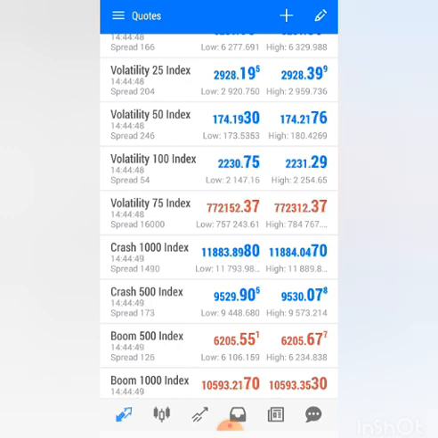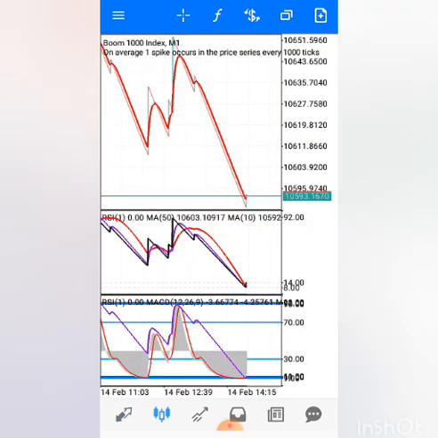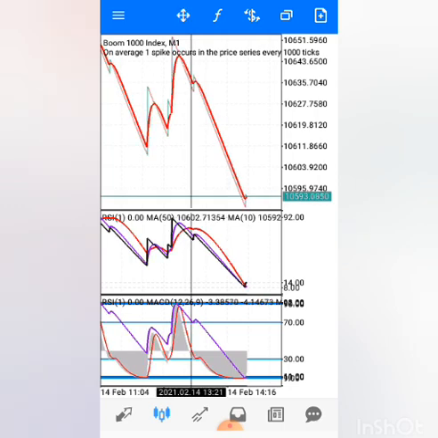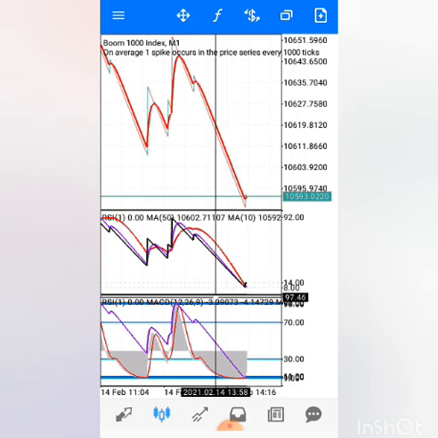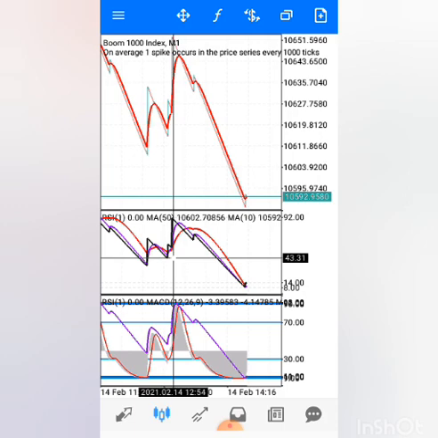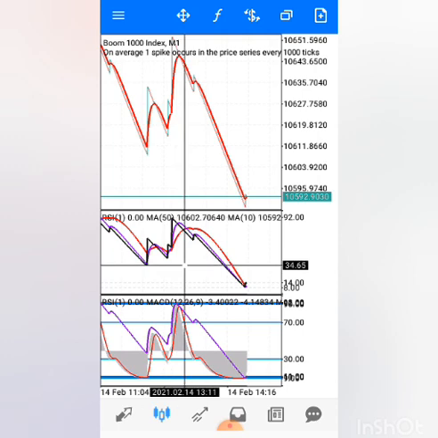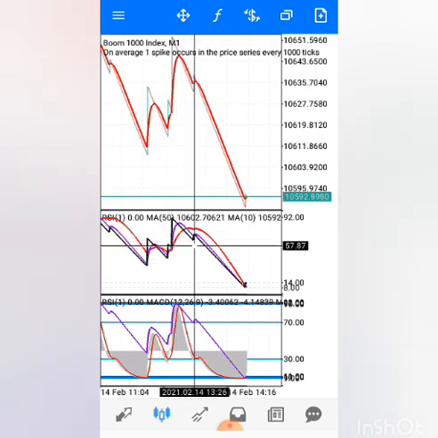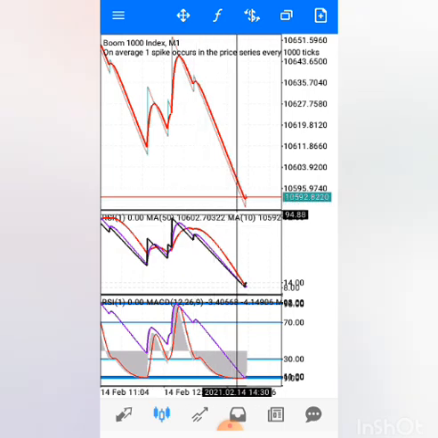So let's check our chart. If you want to use these strategies to catch the spikes, you just need to check the condition. I told you that if you want to use these strategies to trade the trend, you need to wait for this black moving average and this purple moving average to cross this red moving average. So when this red moving average is above the purple and the black, you will enter your sell trade.